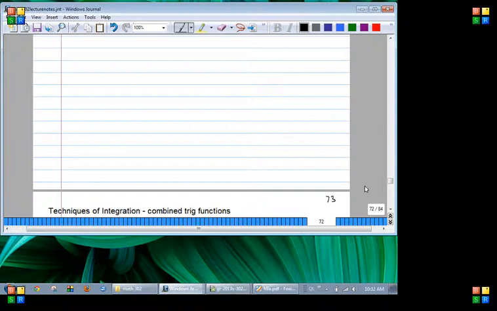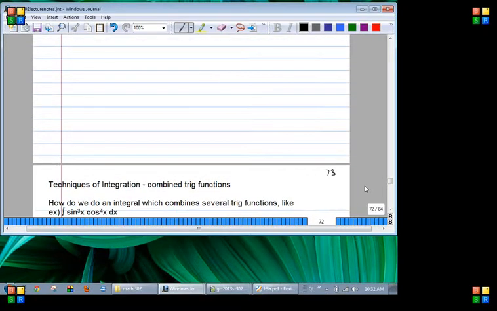Okay. So what we've seen so far is how to integrate individual trig functions. But what about if you've got a couple of trig functions? How do you integrate something like this? Integral of sine cubed x cos to the fourth x. And of course, just for notation, that's the same as saying sine x, everything cubed, cos x, everything to the fourth.